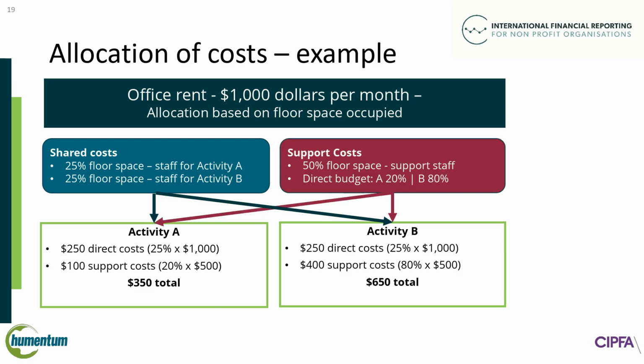The remaining 50% of the floor space is used by staff carrying out support activities, so $500 is charged to support costs. This cost is then apportioned to the direct activities, based on the respective operational budgets. Activity A is 20% and activity B is 80%. Therefore, 20% of $500, that is $100, is charged to activity A, and 80%, which is $400, is charged to activity B.